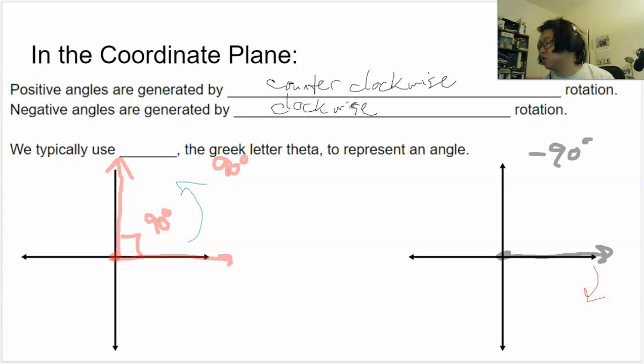Okay, so let's go back to our big and fuzzy. Negative 90 degrees, something like this. Which, yeah, is still a 90-degree angle. That angle didn't change, but it's rotating in the opposite direction, so we call it negative 90 degrees.